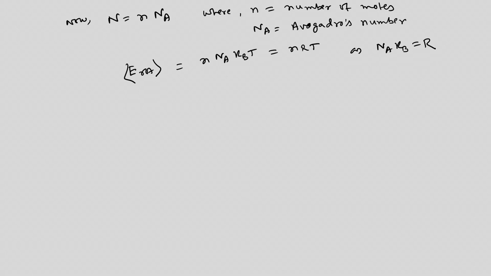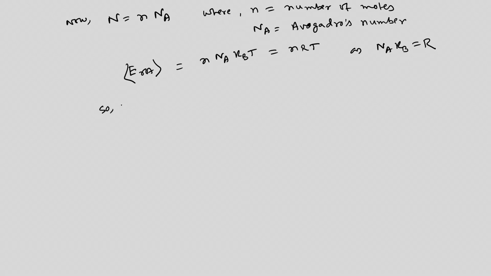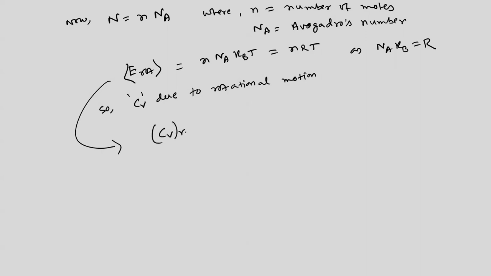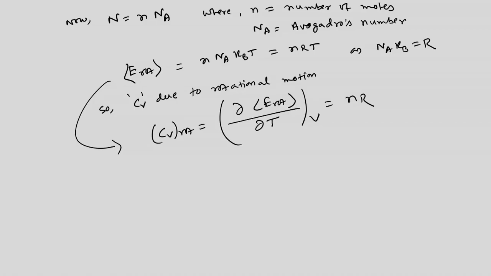Now, what is the value of C_V, or the contribution to C_V due to rotational motion? So, C_V rotational is del E rotational by del T at constant V, and we get nR. Now, this is for a rigid diatomic or rigid heteronuclear diatomic molecule. Next, we consider the fraction of molecules. Now, why do we get nR here?